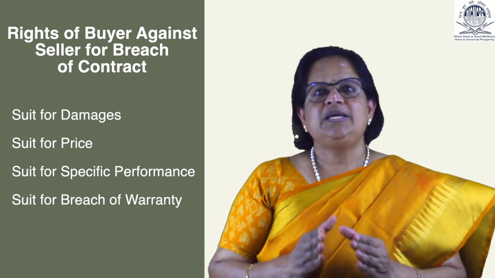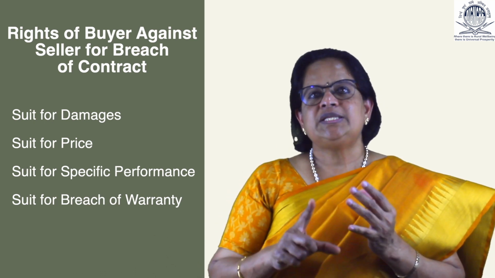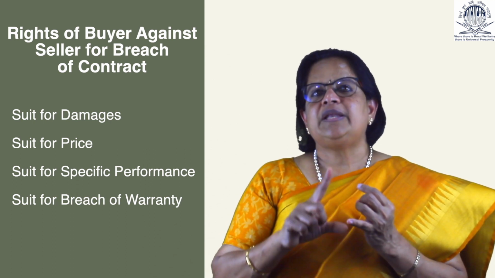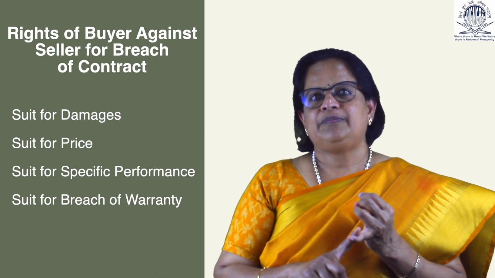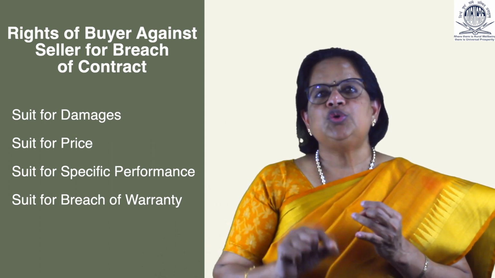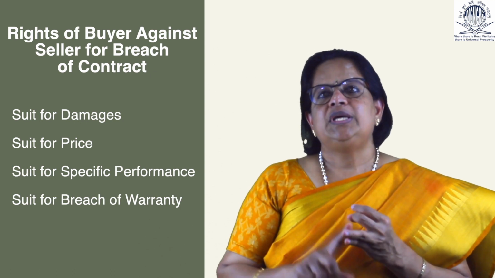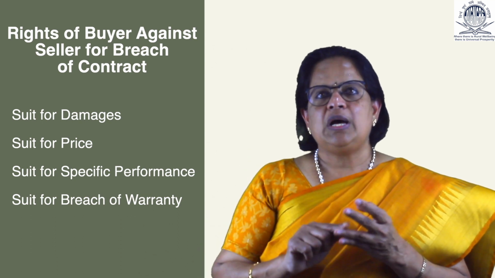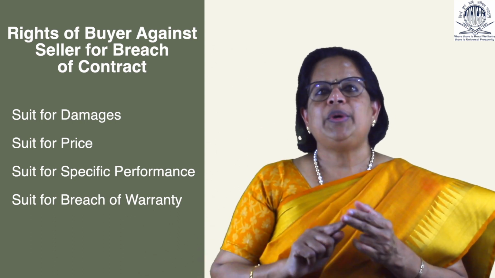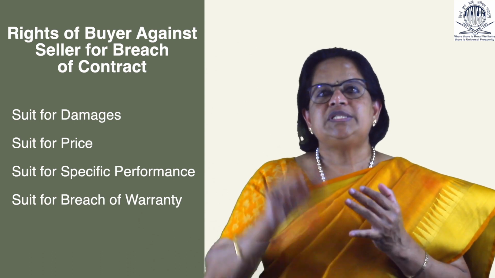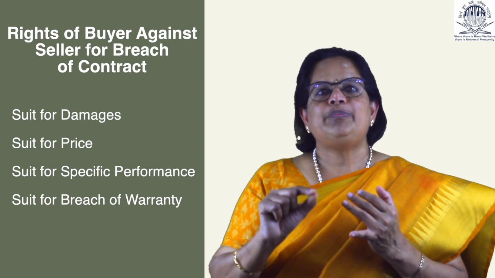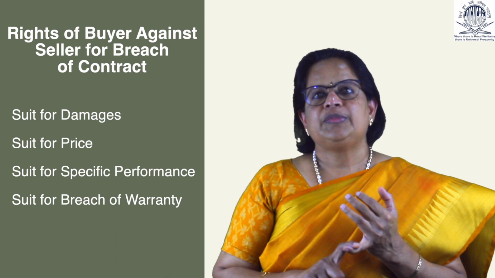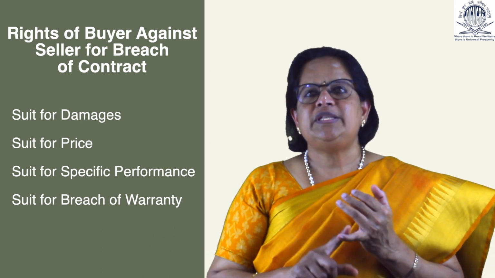The second right is the right for price. That is, if the buyer has paid the price before the delivery of goods, the buyer can recollect the price paid from the seller. The third right is suit for specific performance. The buyer has the right to sue for specific performance. This right is allowed if damages are not an adequate remedy for breach of contract. Say for example, if the contract is to paint a rare painting, then the buyer can ask for specific performance because damages will not compensate the buyer.